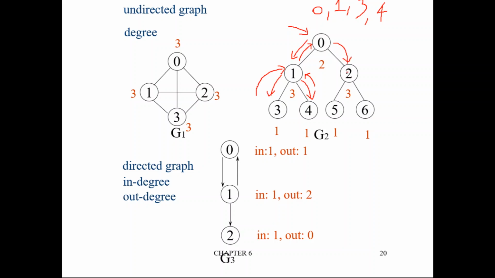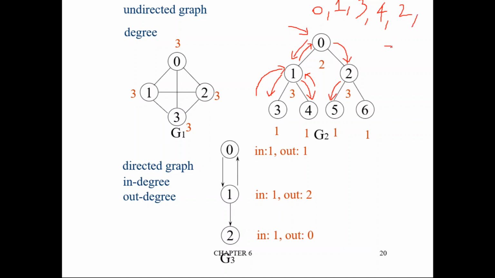Is 2 visited or not? No. So visit 2. Now at 2 you have two options. Whenever you have more than one option, you have to go from left to right. You can go either to 5 or 6, but we will take the leftmost option. So we will visit 5 first.